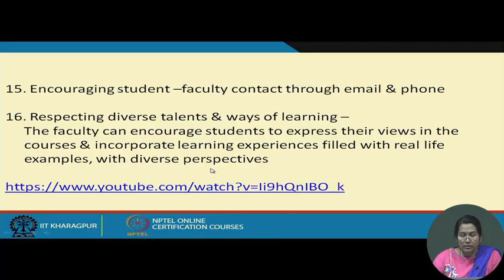So, they can have human interaction, like student faculty interaction through email, through phone, etc. So, it can be made more lively, and it involves human communication and respects diverse talents and ways of learning. So, it also promotes different talents and different modes of learning. Like the faculty can encourage the students to express their views in the courses and incorporate learning experiences filled with real life examples with a diverse perspective.